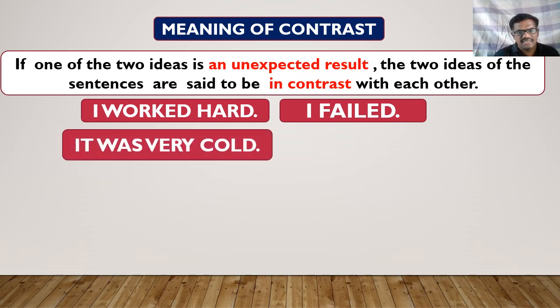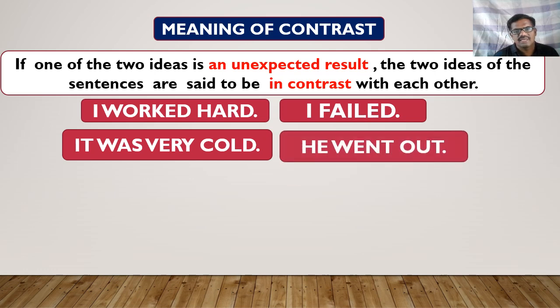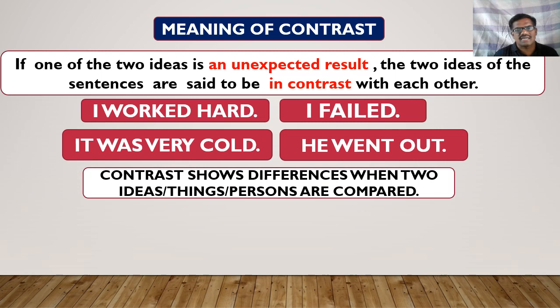Whenever we hear it was very cold, then what is the expected action? We would like to stay indoors. But what happened? He went out. So the result he went out is an unexpected action. So these two ideas or two sentences are considered to be in contrast with each other. Here the contrast shows the differences when the two ideas or things or persons are compared.